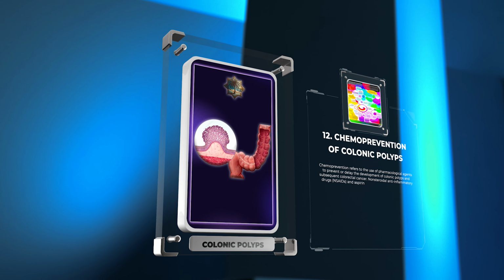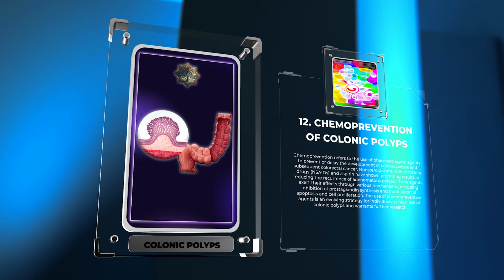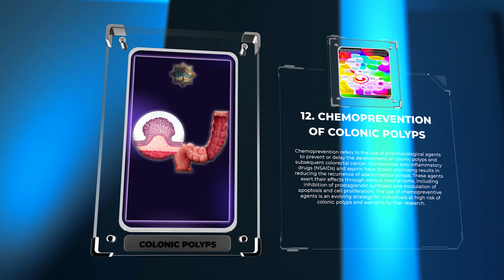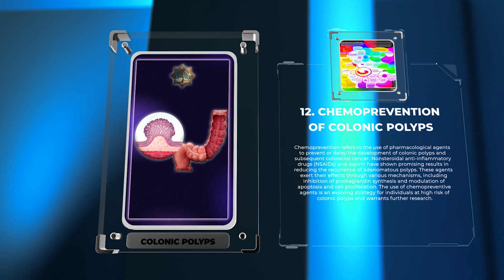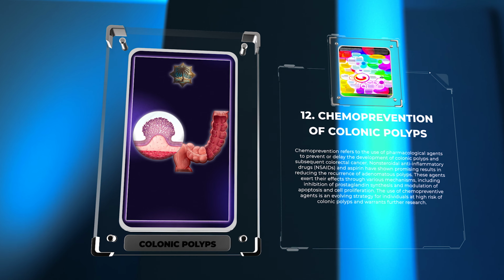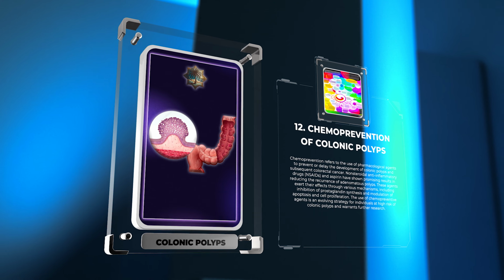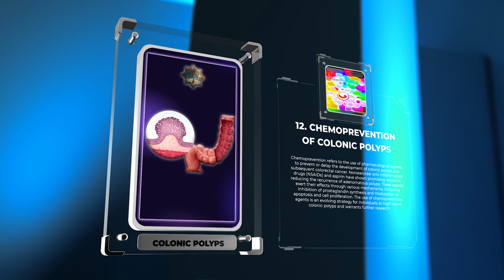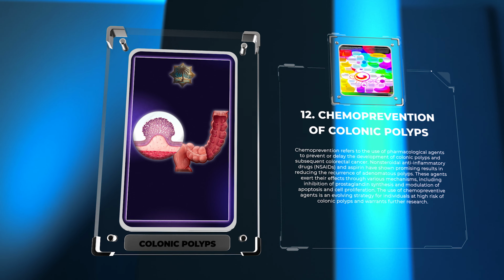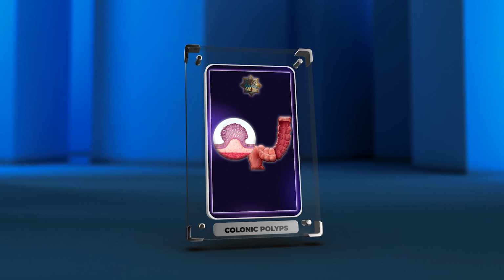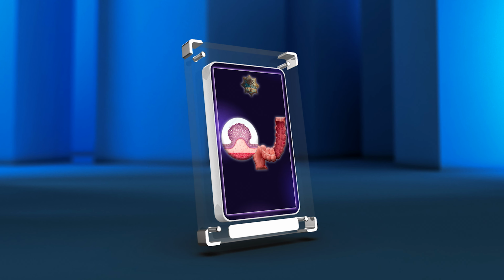Chemoprevention refers to the use of pharmacological agents to prevent or delay the development of colonic polyps and subsequent colorectal cancer. Nonsteroidal anti-inflammatory drugs, NSAIDs, and aspirin have shown promising results in reducing the recurrence of adenomatous polyps. These agents exert their effects through various mechanisms, including inhibition of prostaglandin synthesis and modulation of apoptosis and cell proliferation. The use of chemopreventive agents is an evolving strategy for individuals at high risk of colonic polyps and warrants further research. In conclusion, studying colonic polyps has taught us about their types, causes, classification, and treatment.